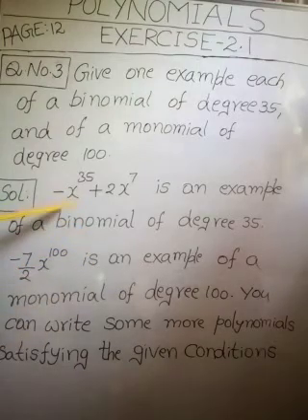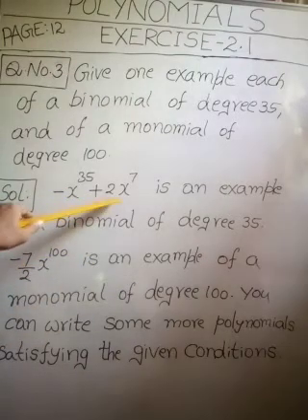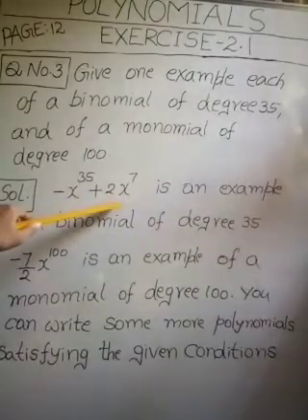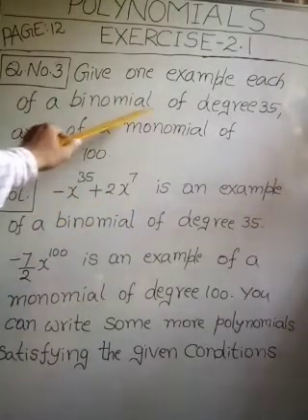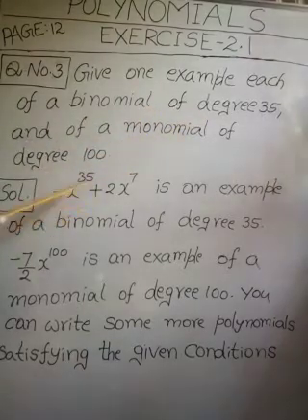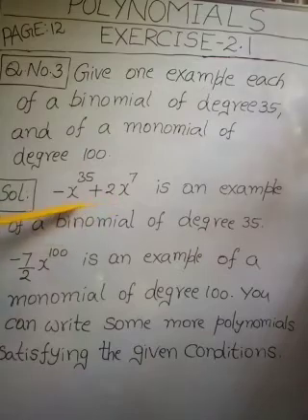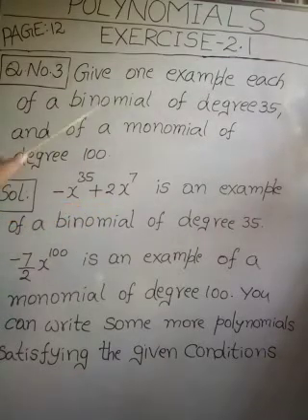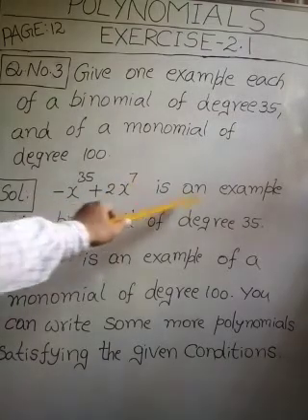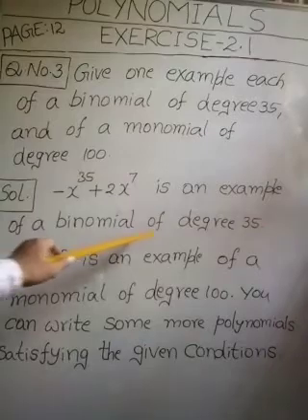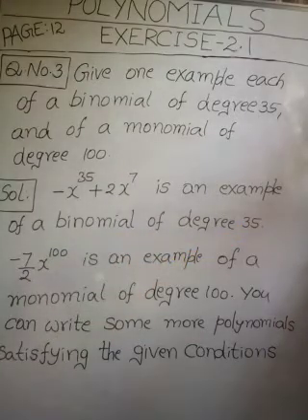So the first part, how many terms are there in this polynomial? Two terms. So the condition is satisfied. It is a binomial. And what is the highest power of x here? 35. So the degree of the polynomial is 35. So both conditions are satisfied. So minus x power 35 plus 2x power 7 is an example of a binomial of degree 35. Understood this part, my dear children?